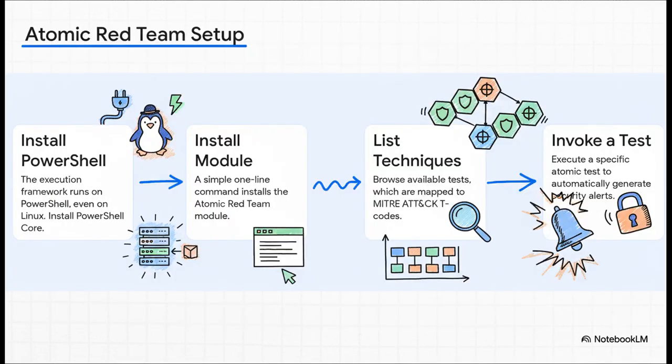And you know what? Getting this up and running is surprisingly easy. First, you install PowerShell Core, and yes, that runs perfectly fine on Linux. Then, it's just a single command to install the Atomic Red Team module itself. From there, you can browse this huge catalog of tests. Pick one you want to try and then just invoke it. It'll automatically run the simulation and hopefully light up your security system with alerts.